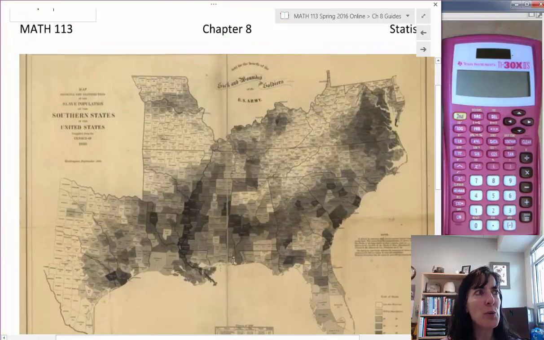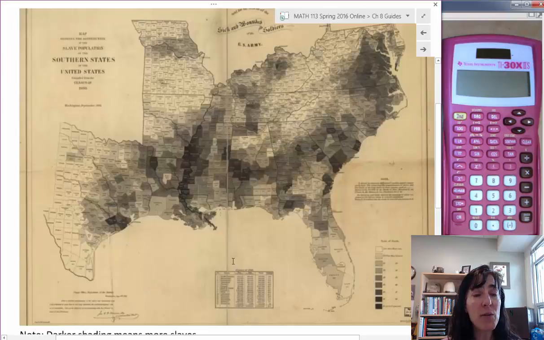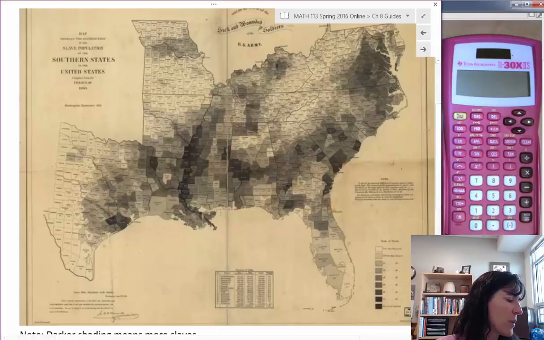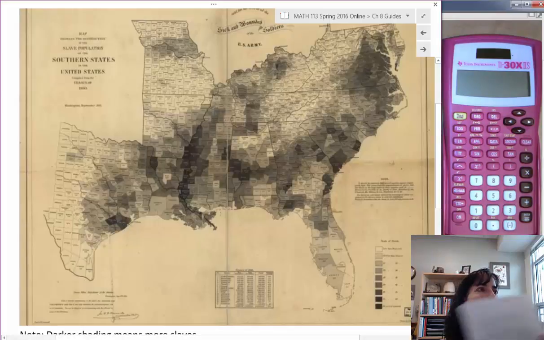But what this shows is slavery in the eastern United States in, I think it's 1864. It's, yeah, the 1860 census. It's called a heat map, and it shows darker images in the areas where there were more slaves, and then lighter shading in areas where there were fewer slaves.